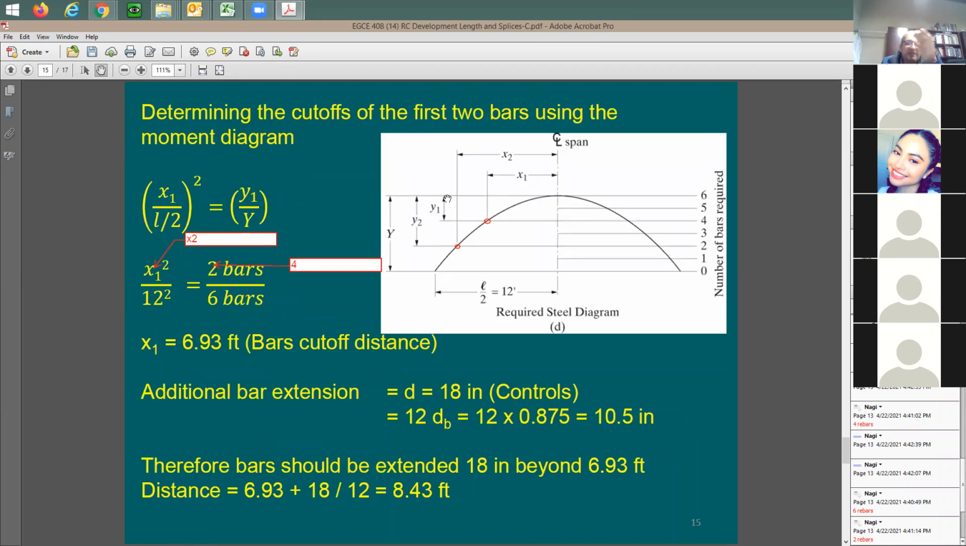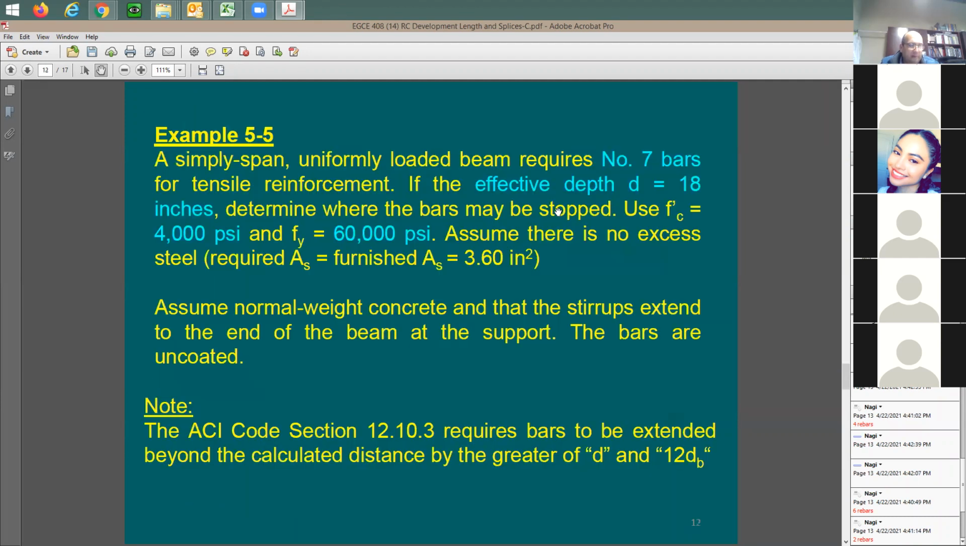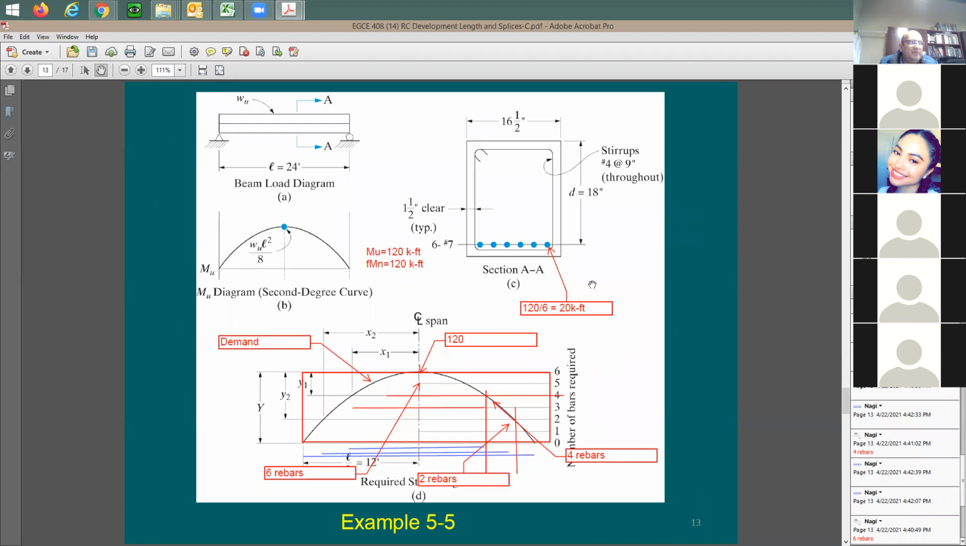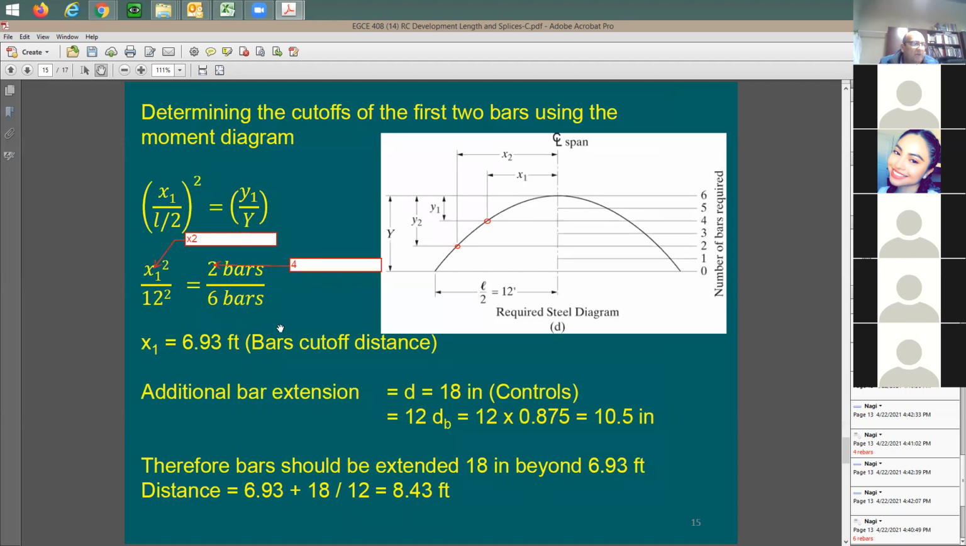So what you need to add to it is going to be either D or 12 dB, the greater of the two. Let me put here a box so that you guys remember this. And most likely it's going to be D. Why? Because look at this example here. D is how much? 18 inch. 12 times number 7, let's say even if it's like an inch, it's going to be 12 inches. So it's going to be adding 18 inch to it. So after you're done with this rebar for the 7 feet, you add 1.5 feet to it. 18 divided by 12 is going to be 1.5. You ended up with, let's say, 8.5 feet.